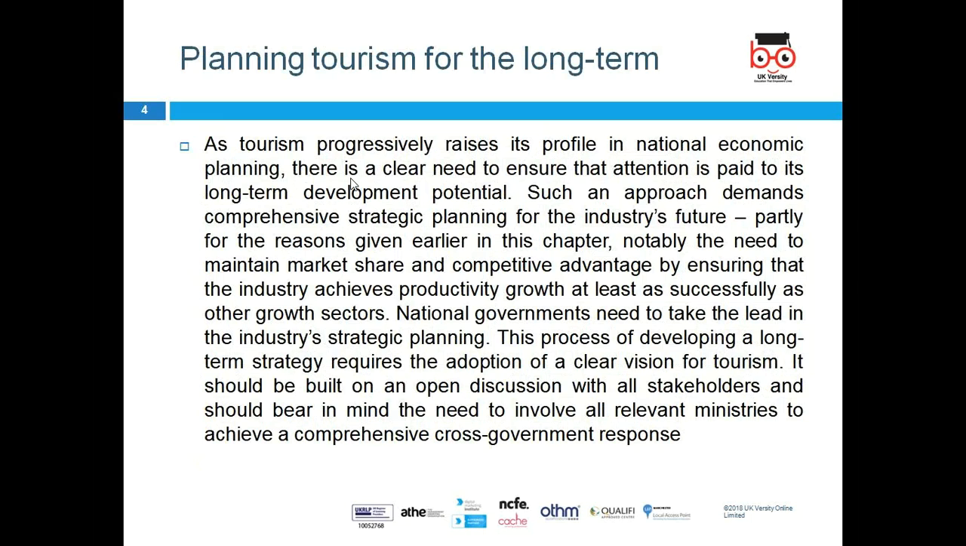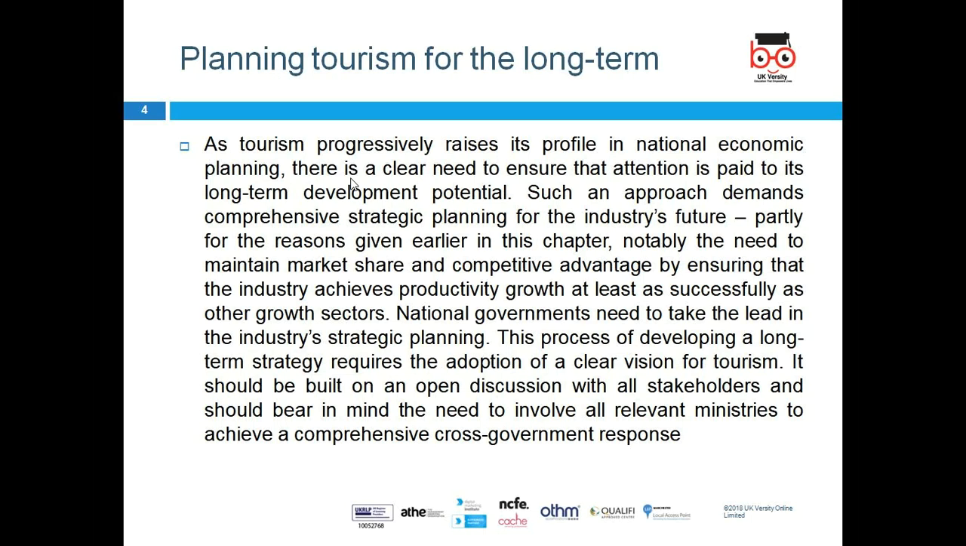Then planning tourism for the long term. That's the key. They do a 5 year plan and a 2 year plan, and then the new government comes into power, and there's not really continuity of whatever policies were made. As tourism progressively increases its profile in the national economy, there clearly needs to be attention paid to its long-term development potential, not just the next 5 years, 10 years, 20 years. Where we want to be, and we need to monitor it regularly, no matter if the government changes. So we need to look around this.